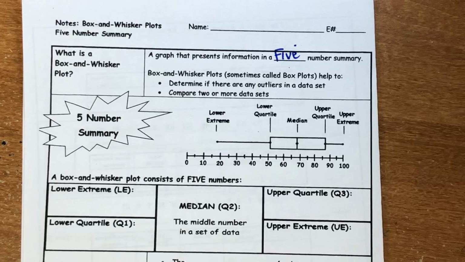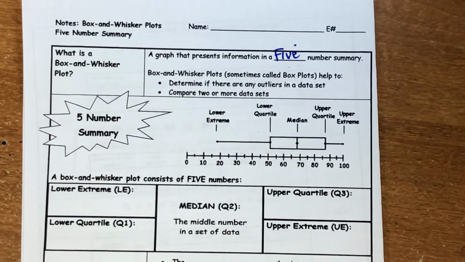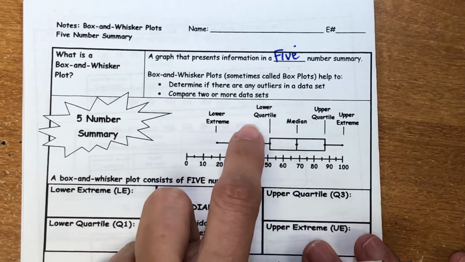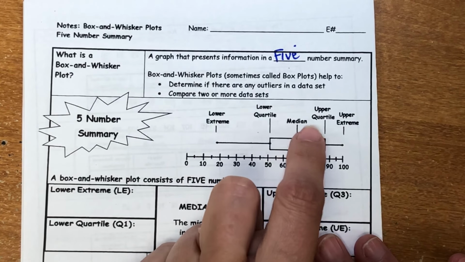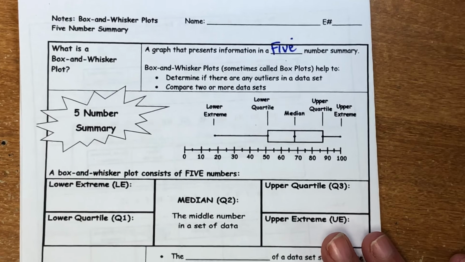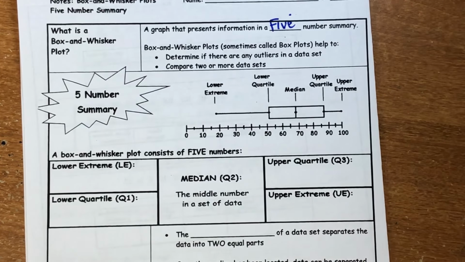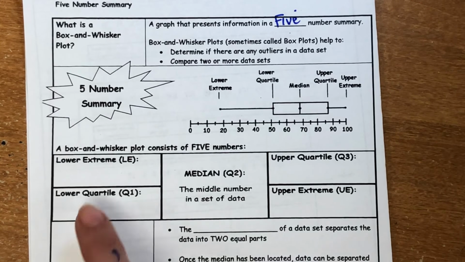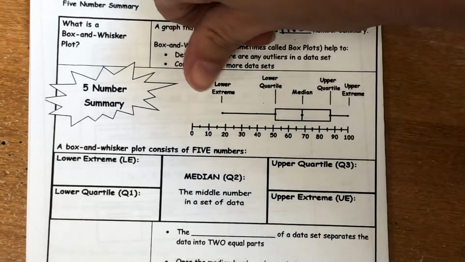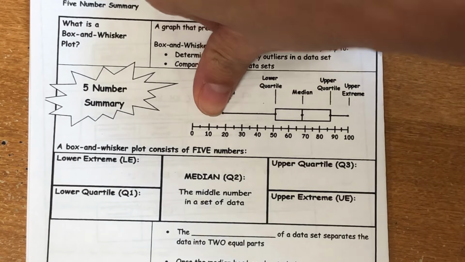So you're wondering, what is a 5-number summary? The 5-number summary is going to include five pieces of your box plot: the lower extreme, the lower quartile, the median, the upper quartile, and the upper extreme. The lower extreme is going to be your least value, your lowest value, and that's this value right here.